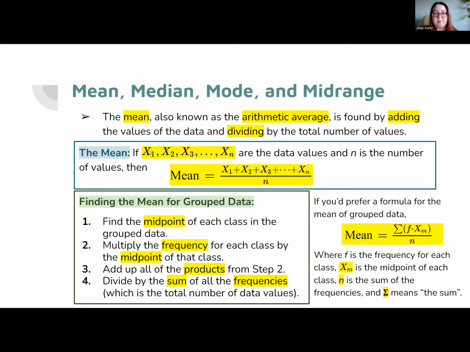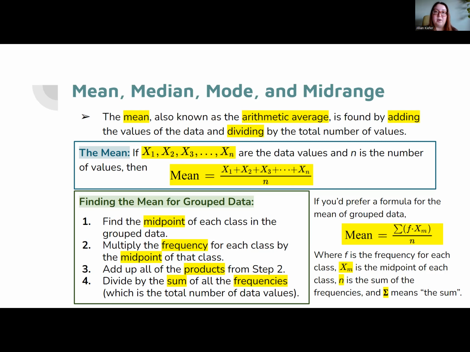We say if x sub 1, x sub 2, x sub 3, all the way up to our last data value, these are the data values, and n is the number of values, then the mean is the sum of your data values divided by the total number of values. So that's how we take the mean normally.